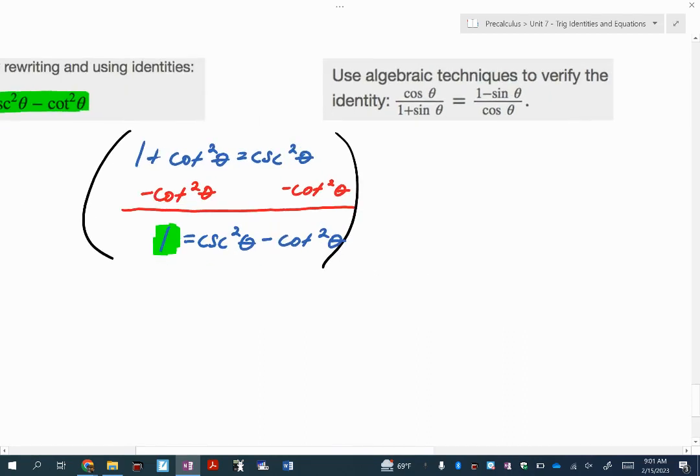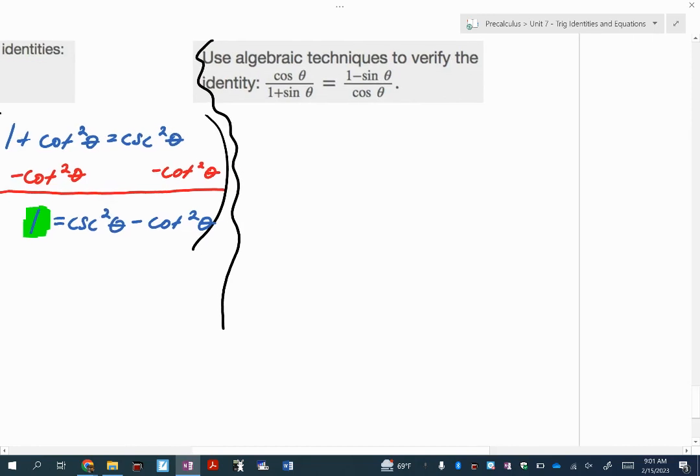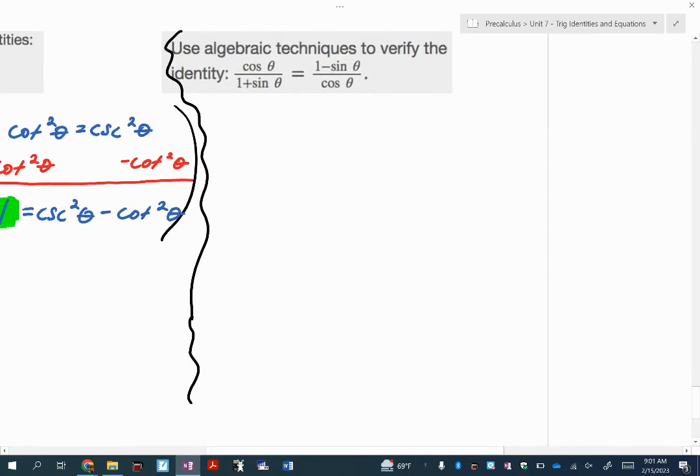Okay. Let's go ahead and try this last one. All right. So it says, use algebraic techniques to verify the identity. Cosine of theta over 1 plus sine of theta equals 1 minus sine of theta over cosine of theta. So actually, they look pretty much the same in terms of complexity. And there's a couple of ways you could do this.